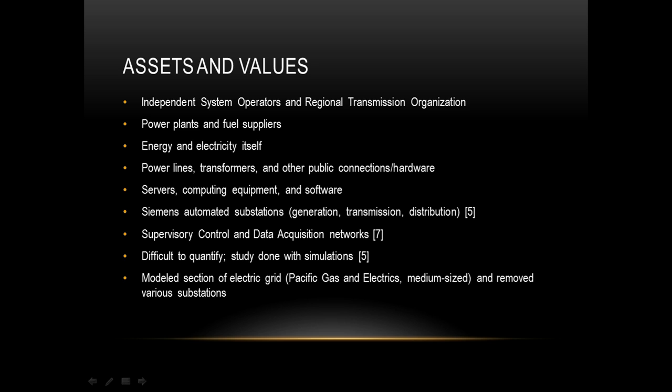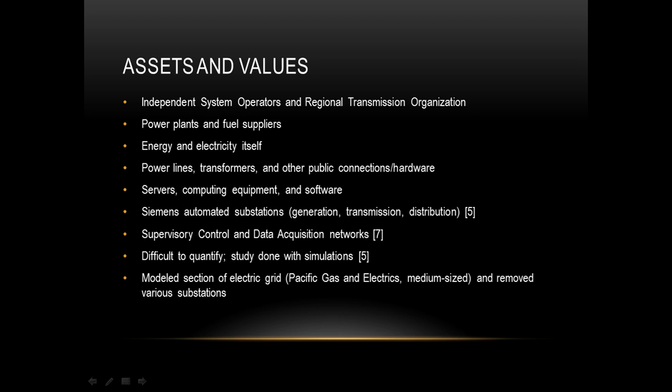And now the list of assets on the electric grid. ISOs and RTOs are responsible for electricity distribution. The power plants and fuel suppliers provide the energy and electricity itself. There are public power lines, transformers, and other connections and hardware. There are servers with computing equipment and software on them. The software being Siemens PLCs for the automated substations that are responsible for generation, transmission, and distribution. They also have SCADA networks on them, which is the program that handles everything.